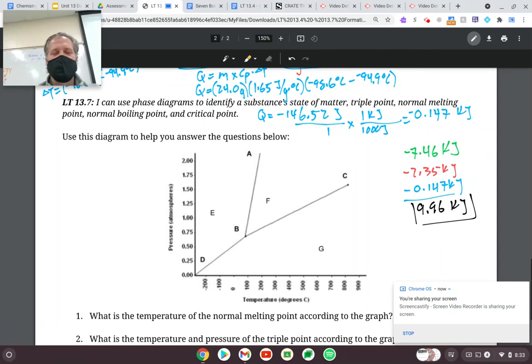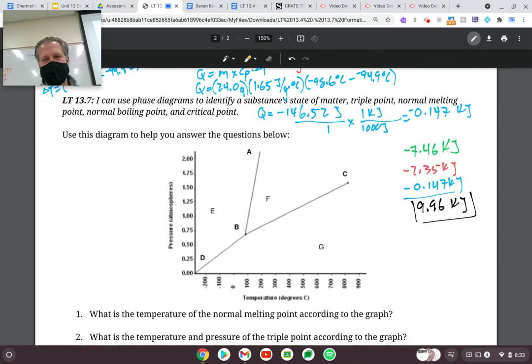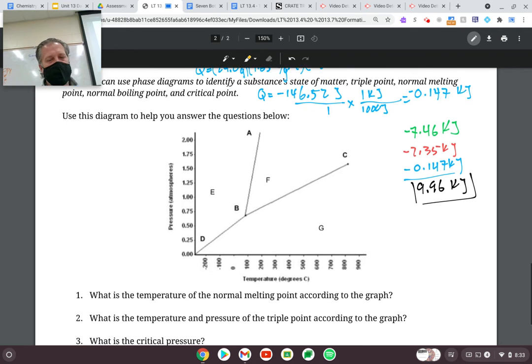13.7, which asks you to use phase diagrams to identify specific states of matter, the triple point, the normal melting point, the normal boiling point, and the critical point.